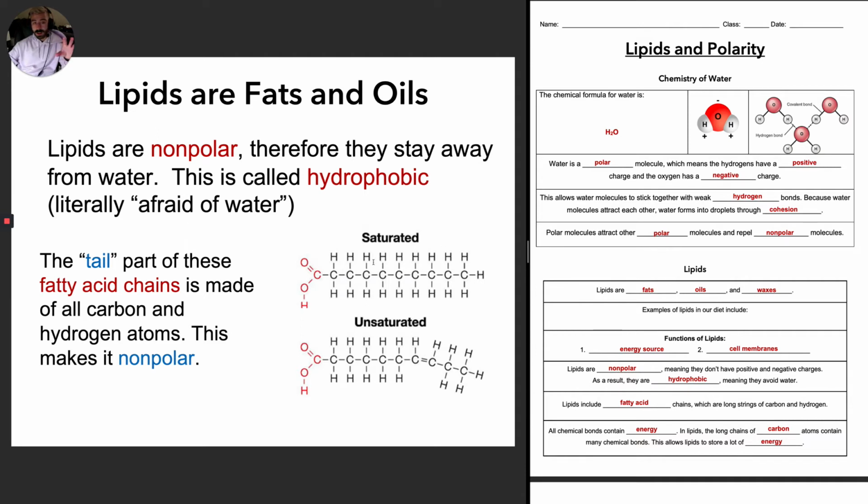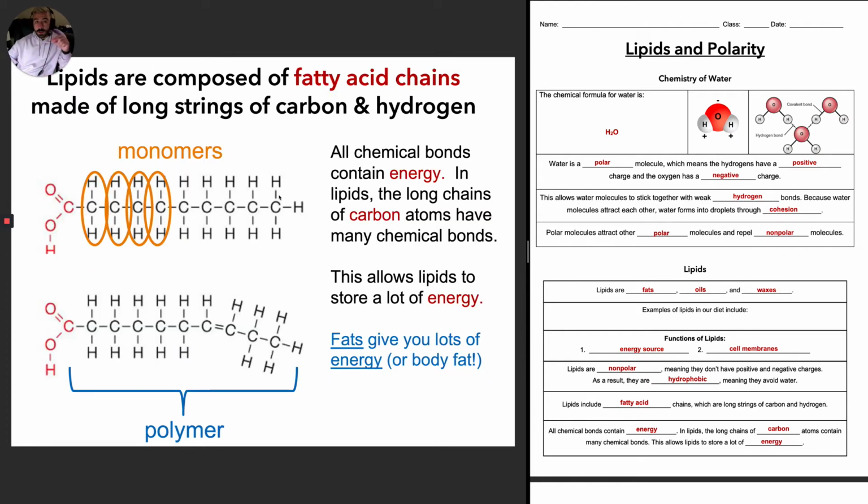And so these molecules, these lipids, have a tail portion, and we call that a fatty acid chain. So these are long strings of carbon and hydrogen atoms. And this is the portion specifically that makes lipids nonpolar. Like we said, lipids are nonpolar, meaning they don't have positive and negative charges. And as a result, they're hydrophobic, meaning that they avoid water. They also include fatty acid chains, like we said, which are long strings of carbon and hydrogen. So again, lipids are composed of fatty acid chains.